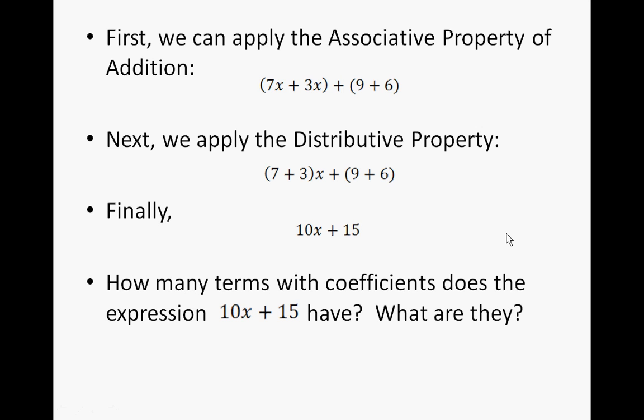So how many terms with coefficients does the expression 10x plus 15 have? Well, now we're down to 2 terms. And 1 term has a coefficient, which is 10. And that is what we're saying here. So the expression has 1 term with a coefficient, 10x. For this term, the coefficient is 10.